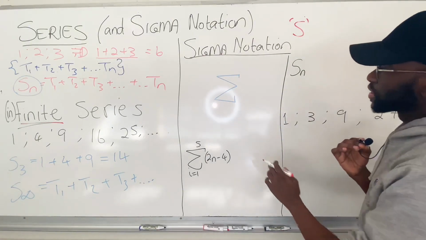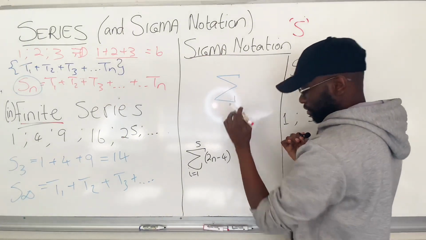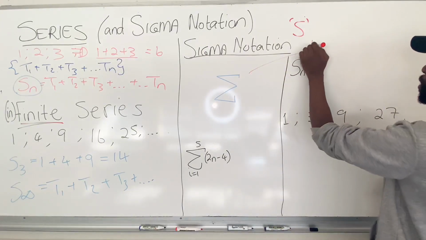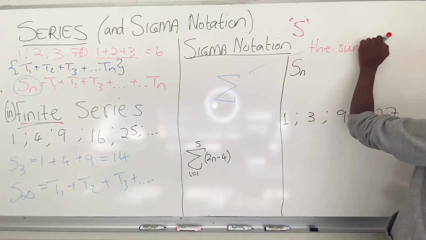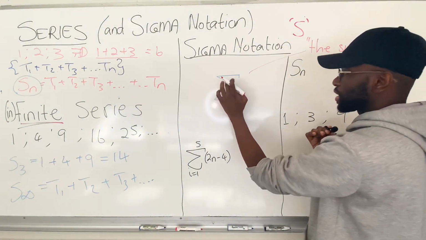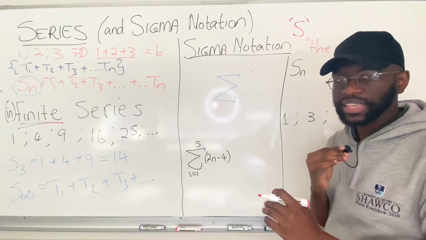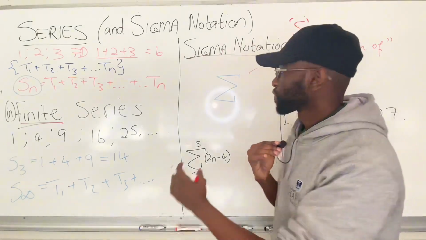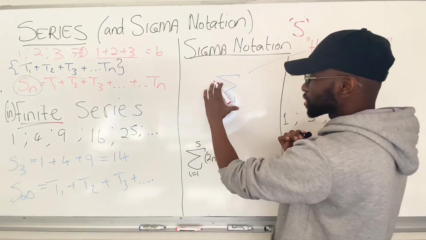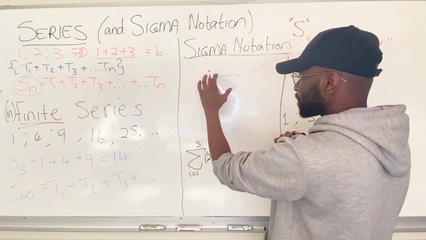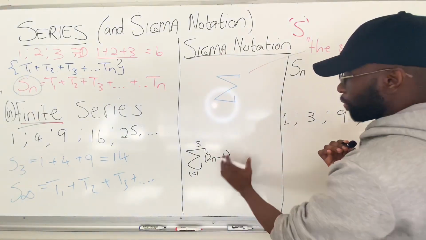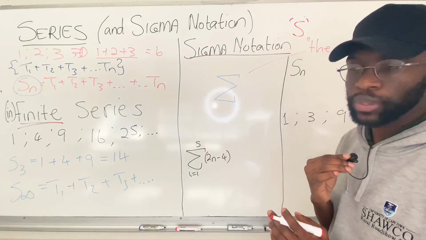It's S in Greek. So this symbol just means that we are looking for the sum of. So when you read sigma notation, this letter S in Greek, you are basically just saying the sum of. Now, instead of using Sn, sigma notation can tell us about our sequence by using the sigma to see what type of addition we are doing.